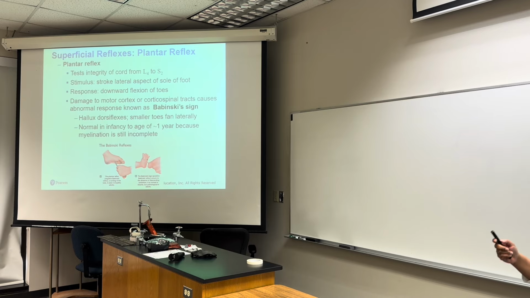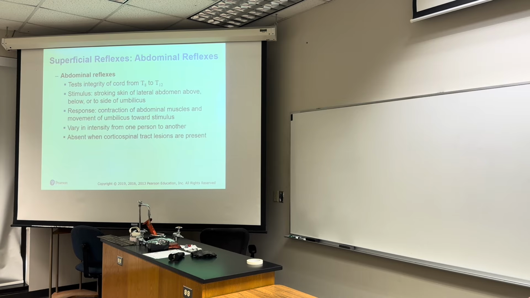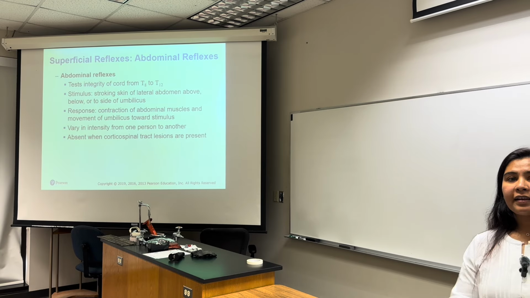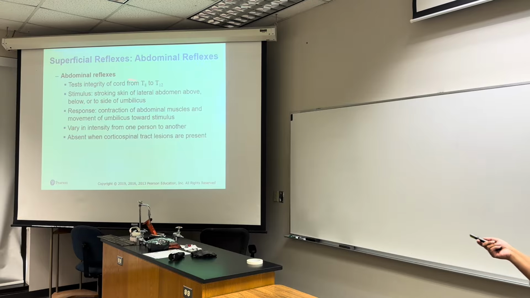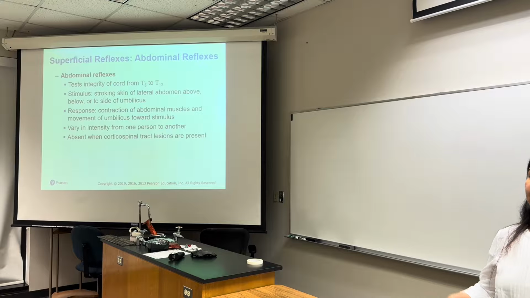Okay, what about the abdominal reflexes? They test the integrity of the cord from T8 to T12. What is the stimulus? Stroking the skin of the lateral abdomen above, below, or to the side of the umbilicus, basically right here. You just stroke it to see the response. The response is contraction of the abdominal muscle and movement of the umbilicus toward the stimulus. It varies in intensity from one person to another and is absent when corticospinal tract lesions are present.